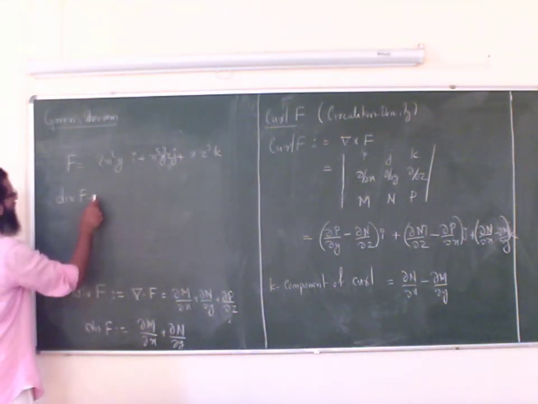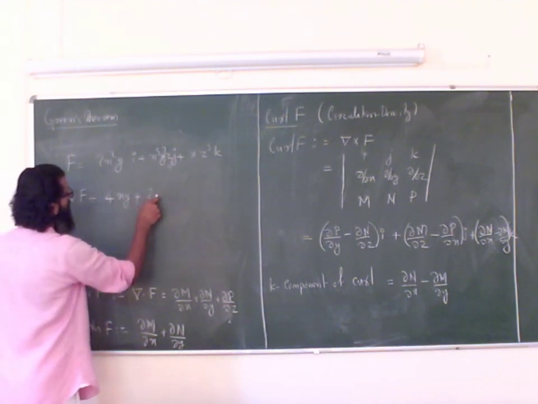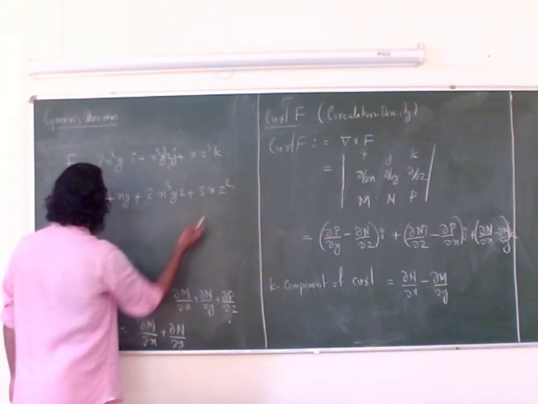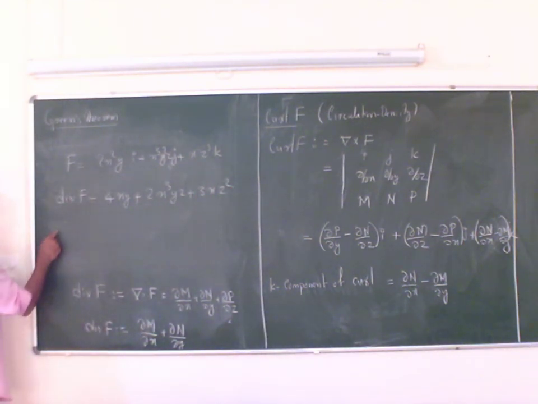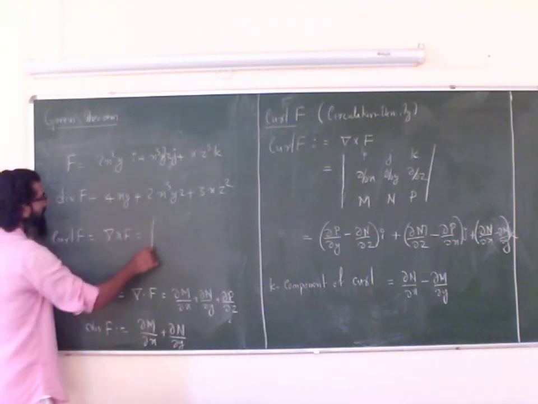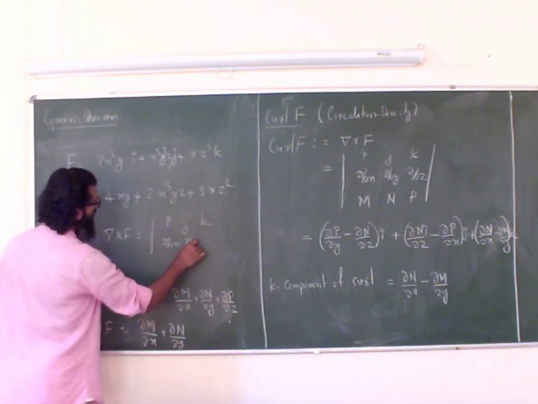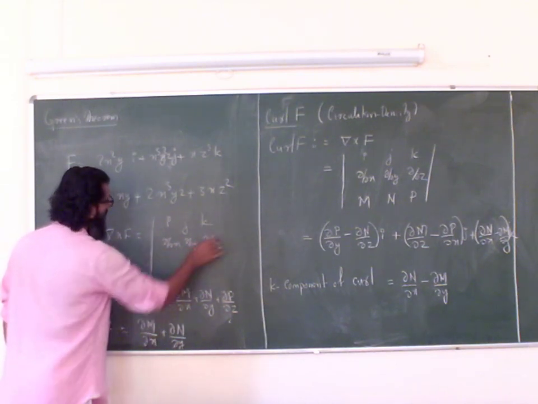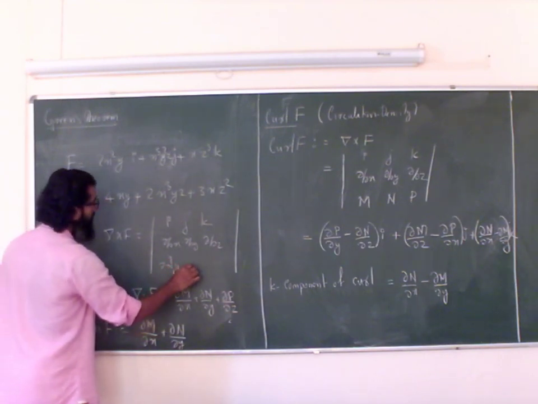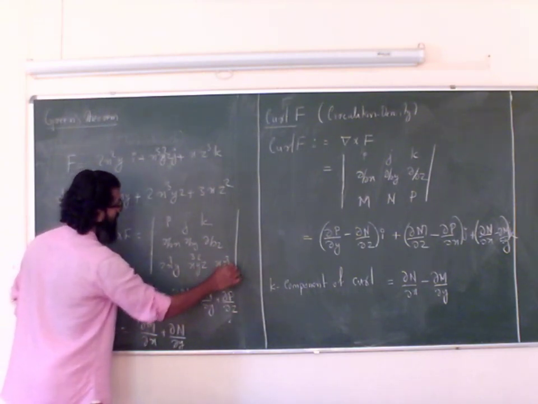So divergence of f is equal to 4xy plus 2x cube yz plus 3xz square, and my curl f is nothing but del cross f, that is equal to the determinant i, j, k, dou by dou x, dou by dou y, dou by dou z, and the components of my f are 2x square y, x cube y square z, and x z cube.